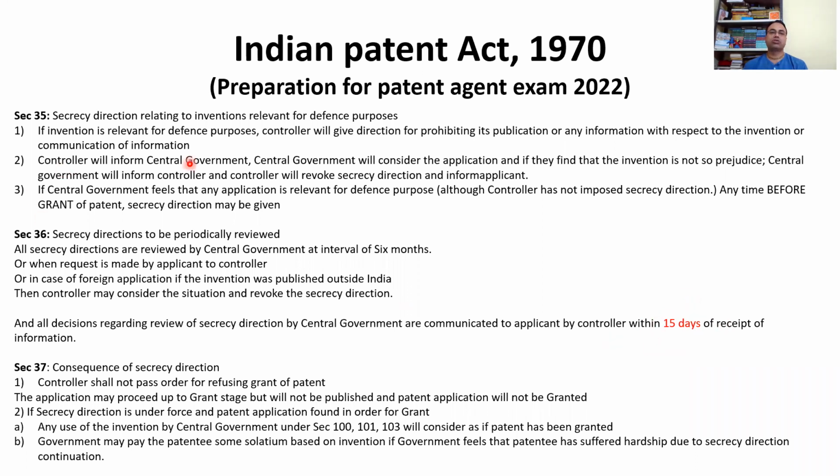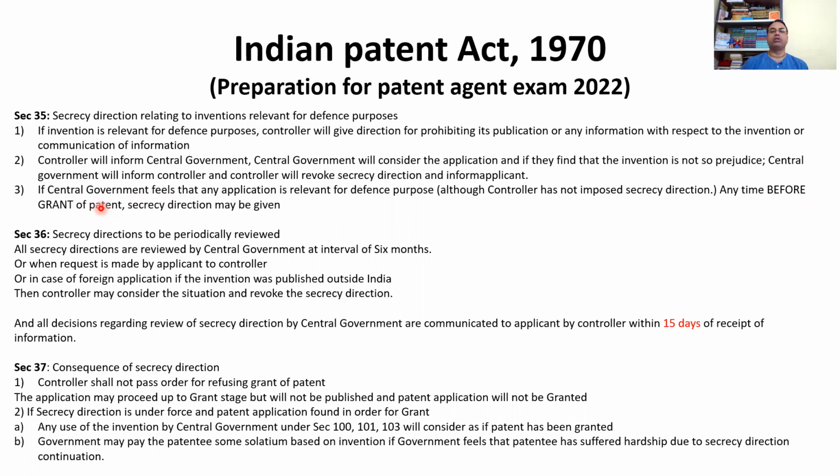Okay. So what questions are asked from section 35? It can be asked that if a secrecy direction is on, what is prohibited? Publication of any information with respect to the invention, or communication of information. All these things are prohibited. We cannot do anything. Okay. And when can the secrecy direction be imposed? At any time before the grant of the patent. Another question that can be asked: can the central government impose a secrecy direction although the controller has not imposed one? True or false? Yes.